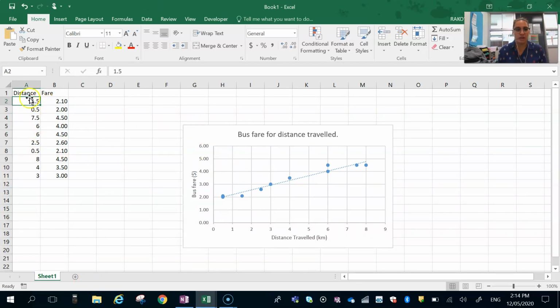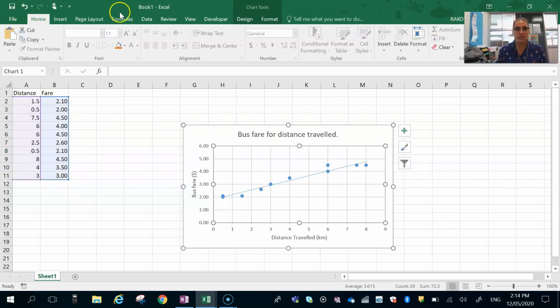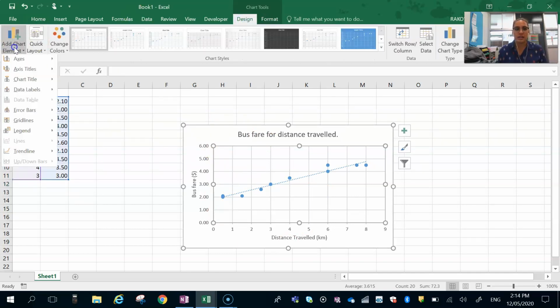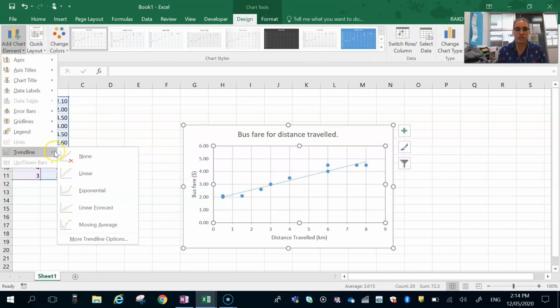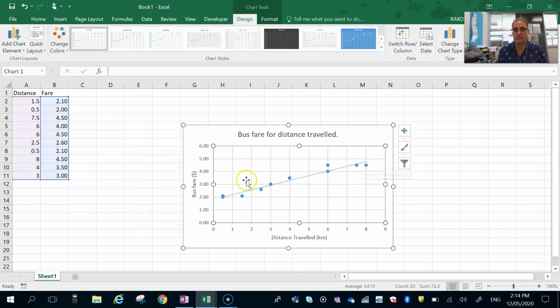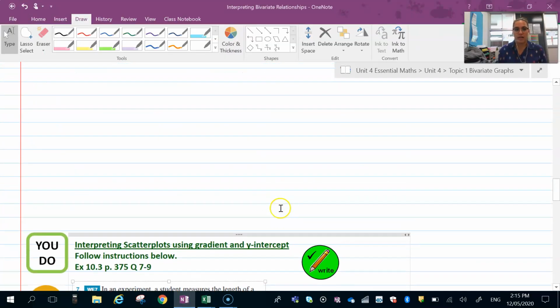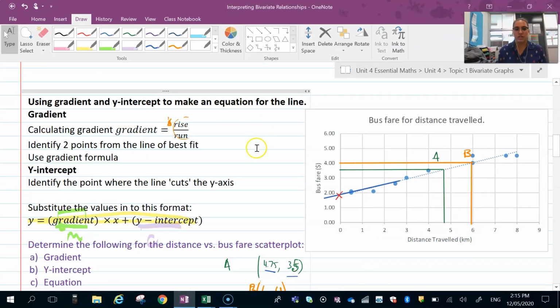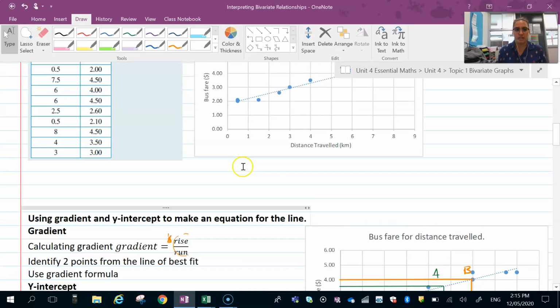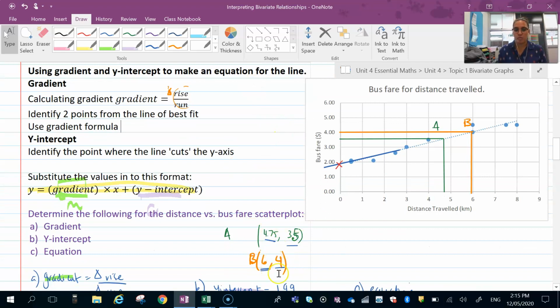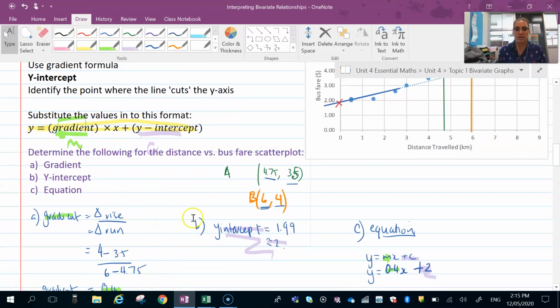Obviously this is for a different thing. There's your table of values, and if you click on chart, add element, add a trend line, then it gives you a trend line on your data. Choose linear, and it'll come up with that dotted line on your graph. Then you can find your points. You find your coordinates, use those to find your gradient, and then find your intercept by inspecting.